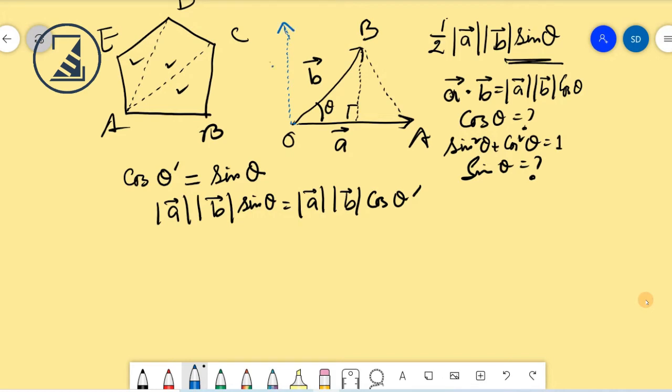And make another vector A prime. So what I have done is I have only rotated A vector by 90 degrees. I have not changed its magnitude.